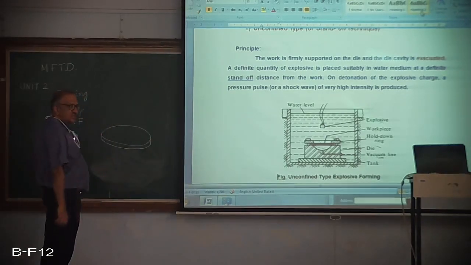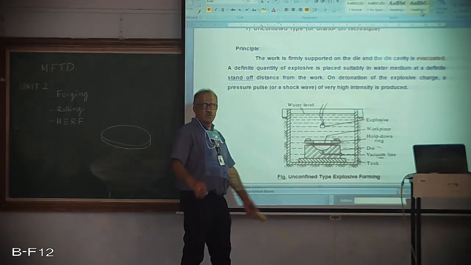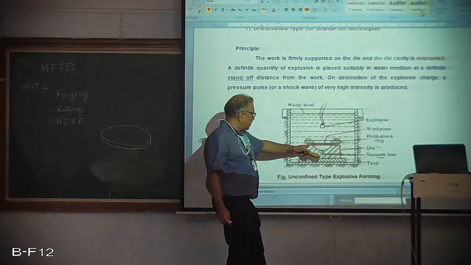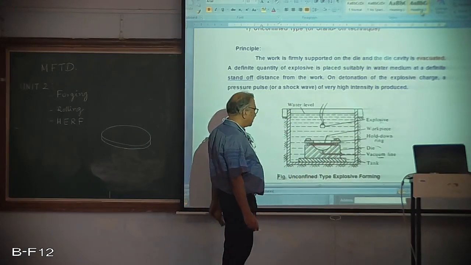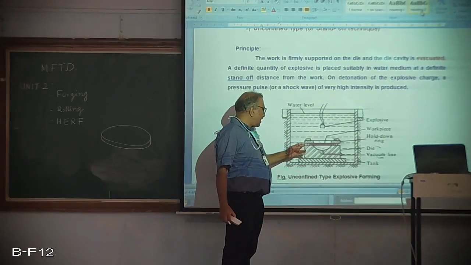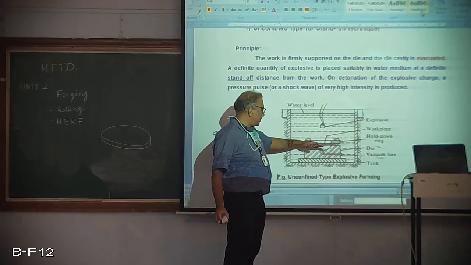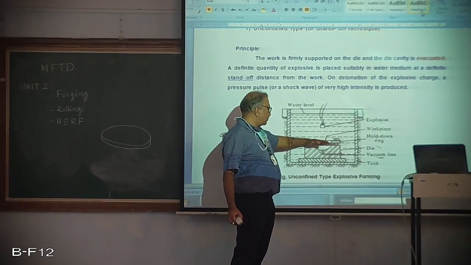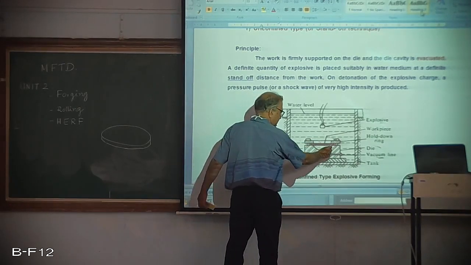It's something like this. In this view, it is appearing as a rectangle. So the black portion is the workpiece, and we require proper sealing between the workpiece and the die cavity. This is the die cavity. A simple shape is shown.